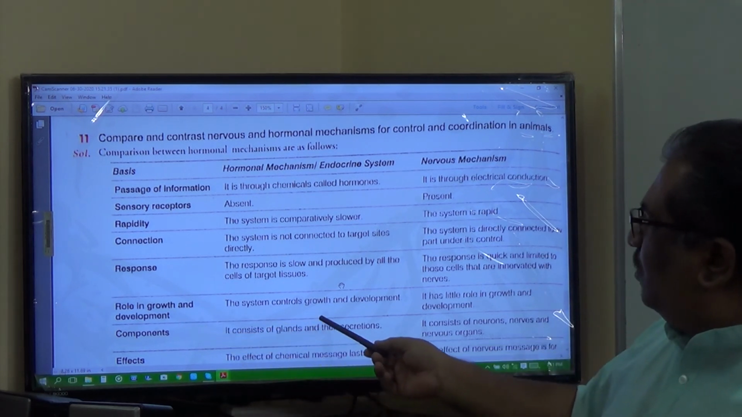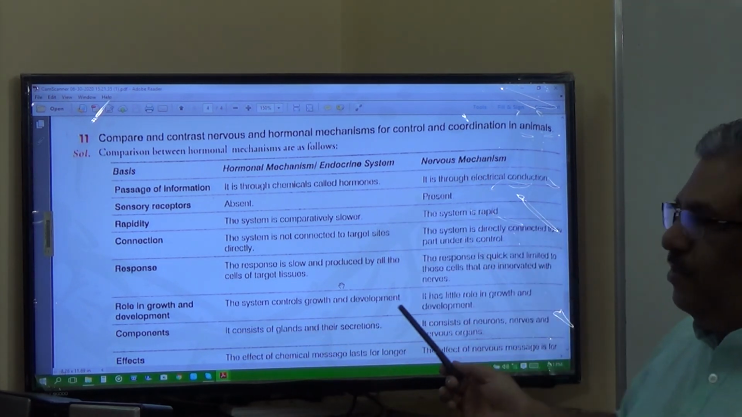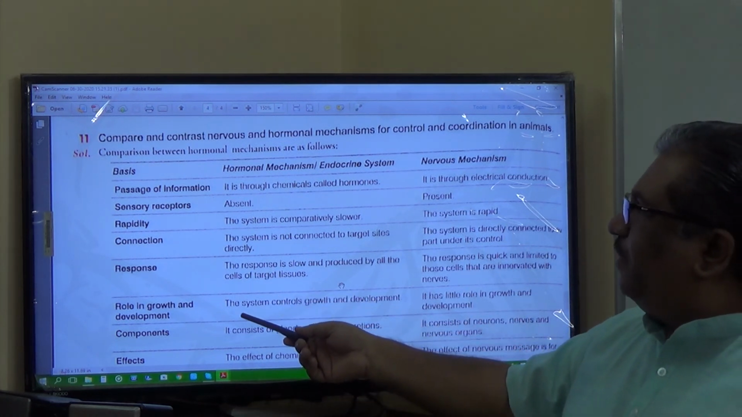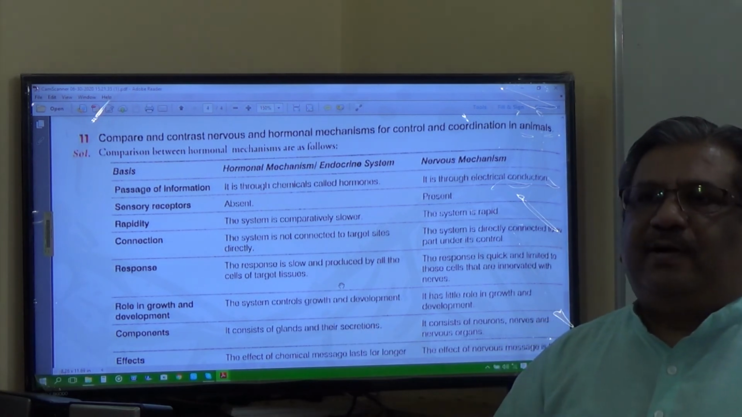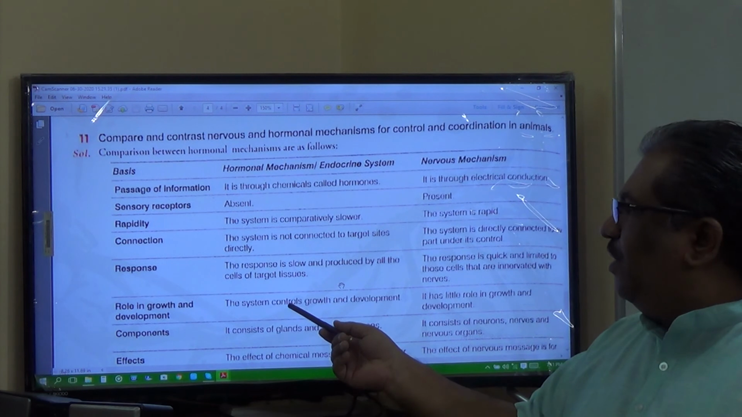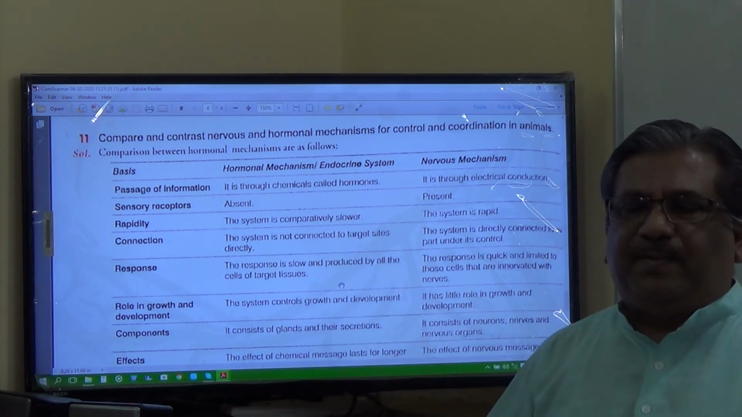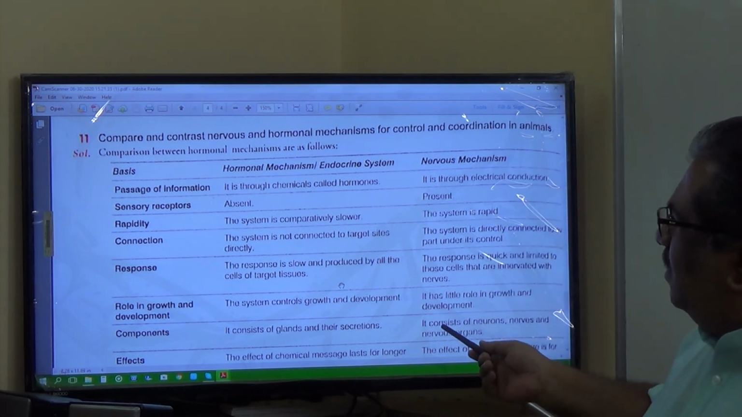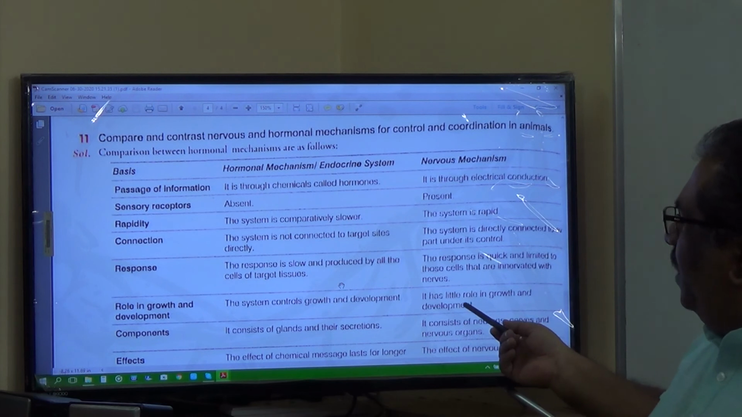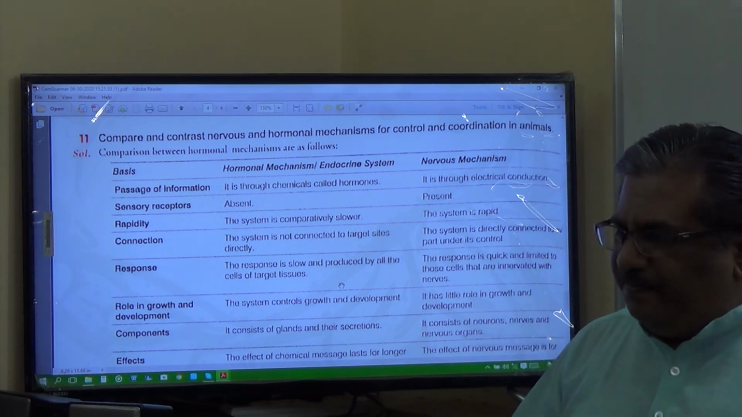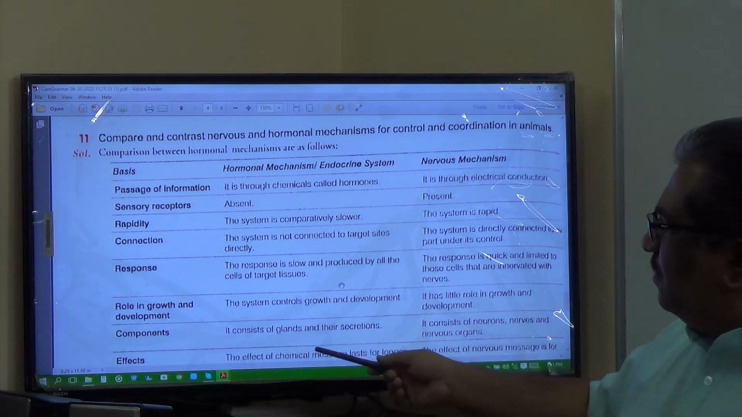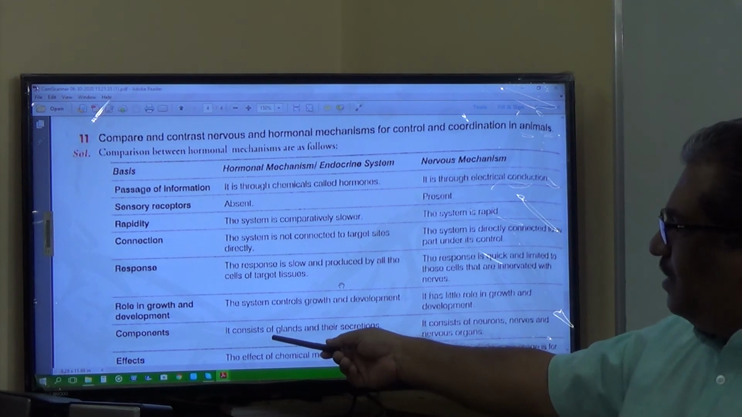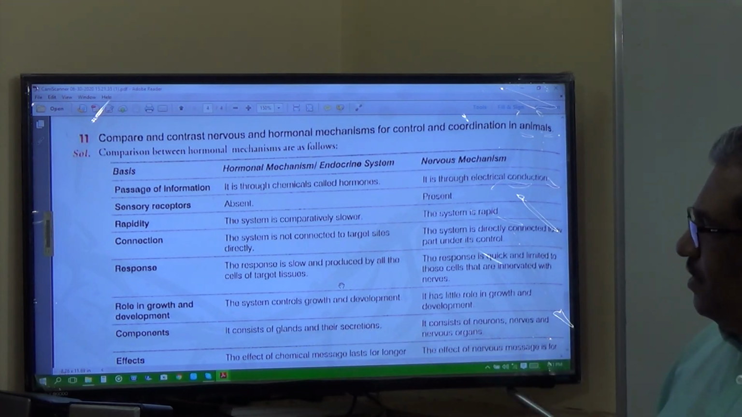Role: the hormonal system controls growth and development, whereas the nervous system does not involve any growth and development. Very important: growth and development. The control and coordination is ensured by growth and development of the body in the case of hormonal systems. That also works on the feedback mechanism, whereas there is nothing as such in the case of a nervous system. And components: it consists of glands and their secretions. Here it consists of the nervous system. Here it consists of, you can say, the endocrine system, and here it is the nervous system.